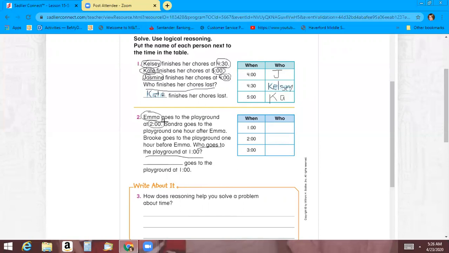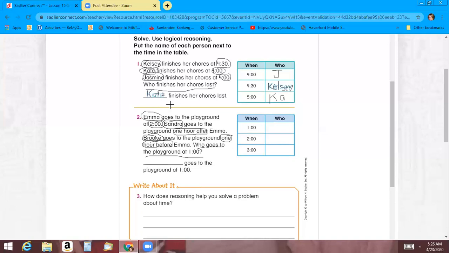So here's some information. Sandra goes 1 hour after Emma. Circle the name Brooke and circle that she goes 1 hour before. So now we know this is the information that's important for us to help us figure out. We know the when, now we have to figure out who, at which time.